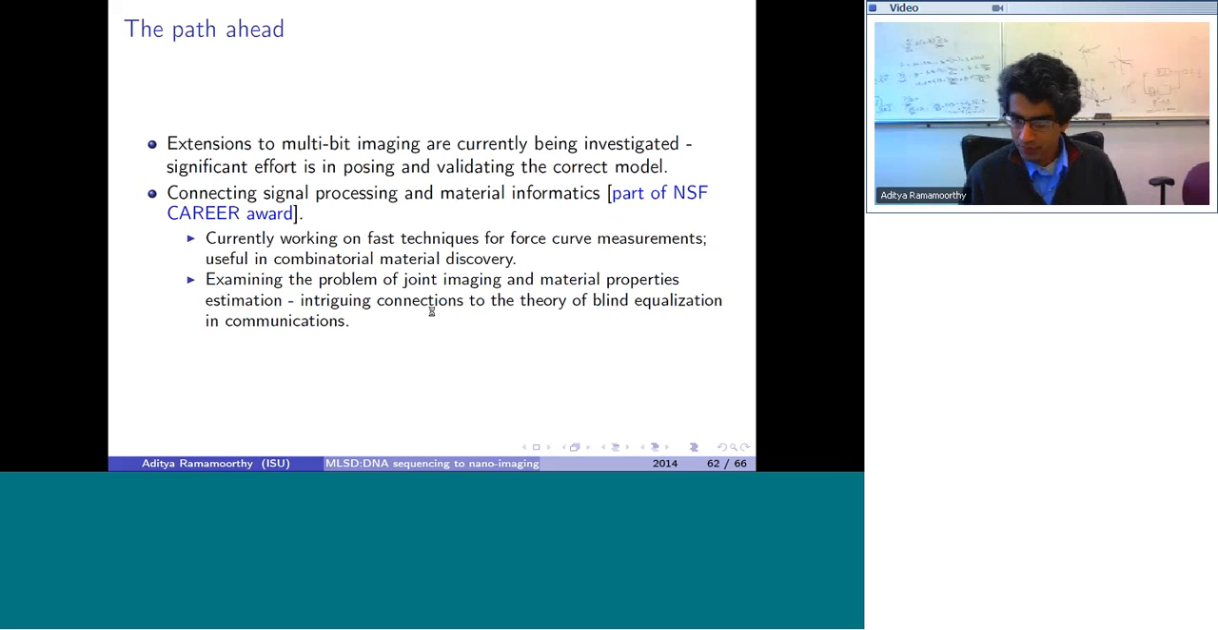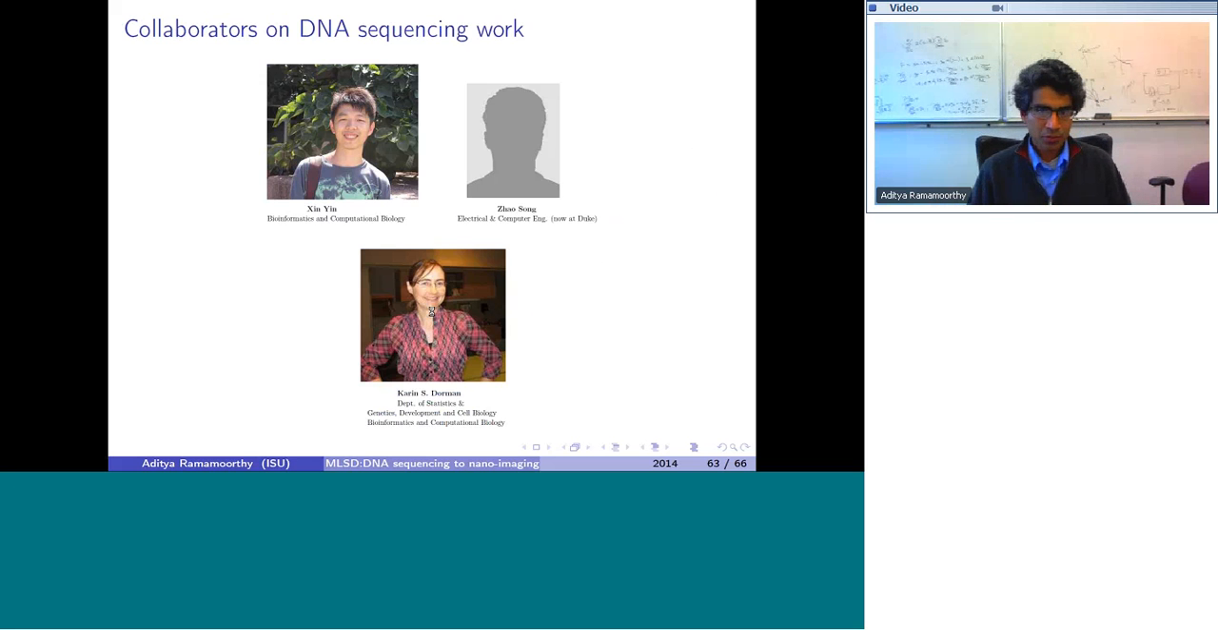So that more or less brings me to the end of this talk. These are the collaborators. Dushyanian is a student in bioinformatics and computational biology, and also in statistics. Zhao Som is a former student of mine who's now at DU. And Dr. Dorman is in statistics and also genetics development in cell biology. So he's a faculty member in that department. We were collaborators on the DNA sequencing work.